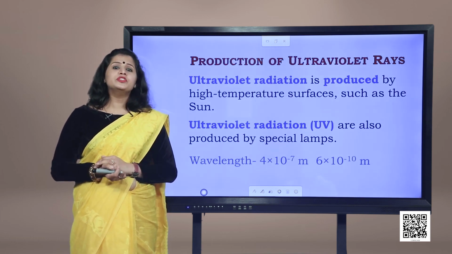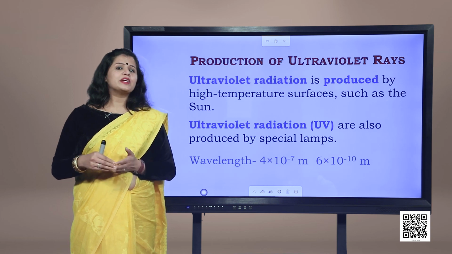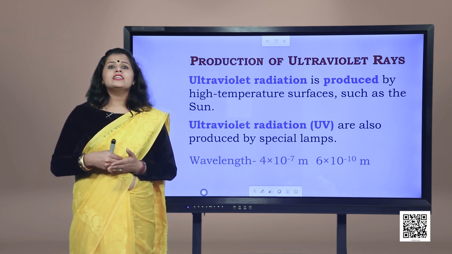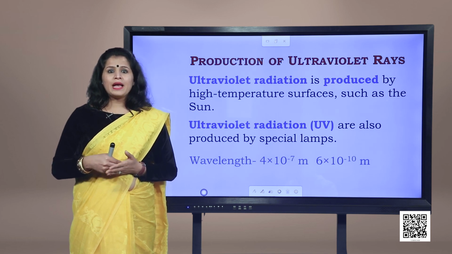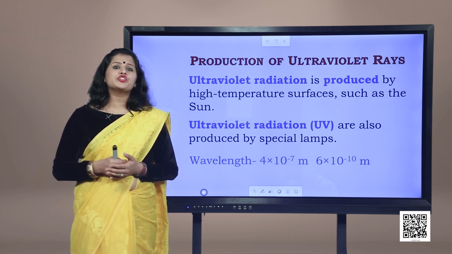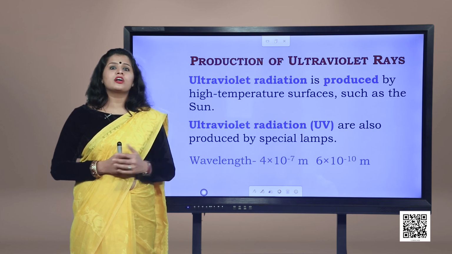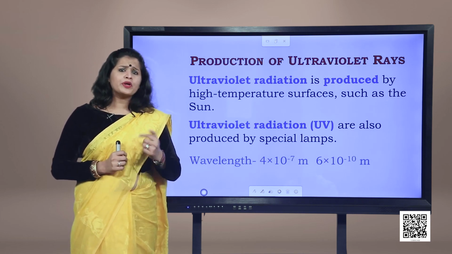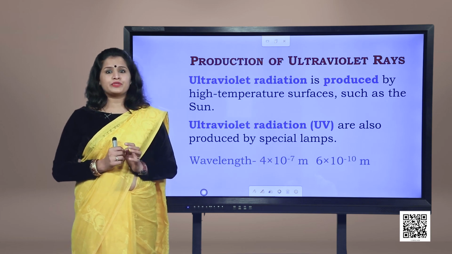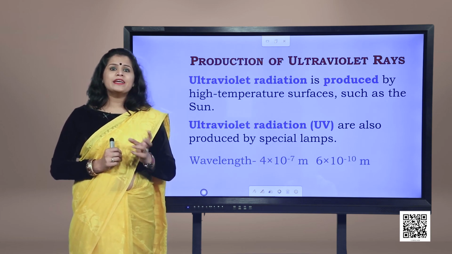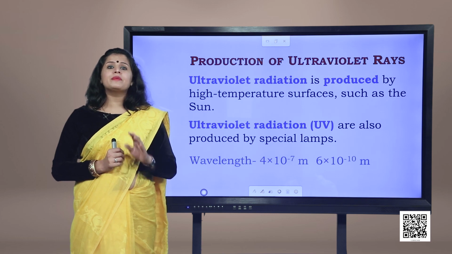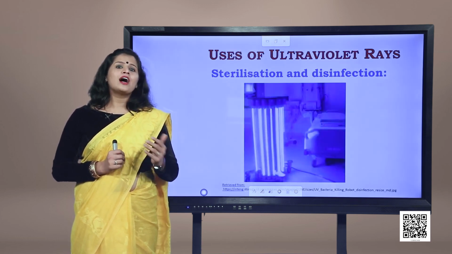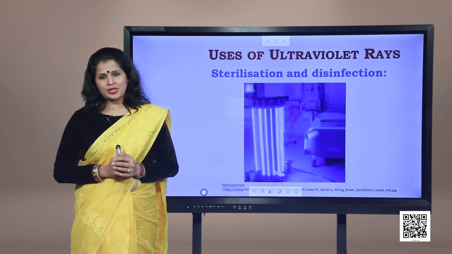Ultraviolet radiation is produced by high temperature surfaces such as the sun in a continuous spectrum, and by atomic excitation in a gaseous discharge tube. Ultraviolet radiation is also produced by special lamps. UV radiation is undetectable by the human eye. Now, let's look at how these rays are useful to us.